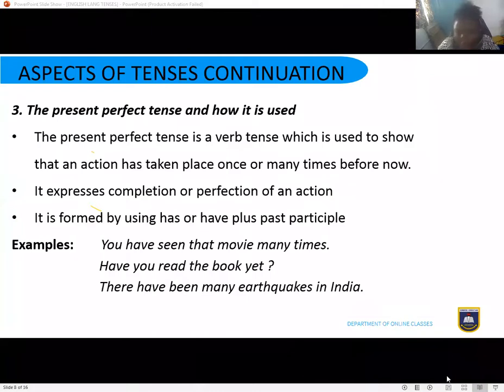Now, the present perfect tense is a verb form. Can you please mute yourselves? Okay.